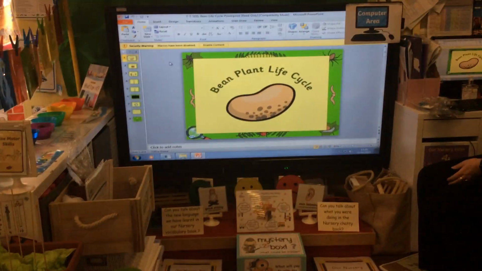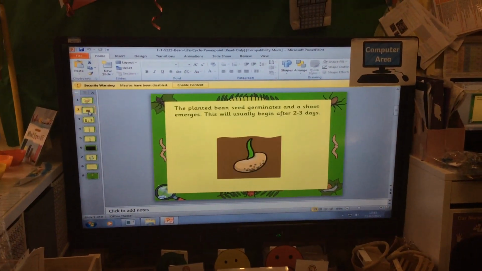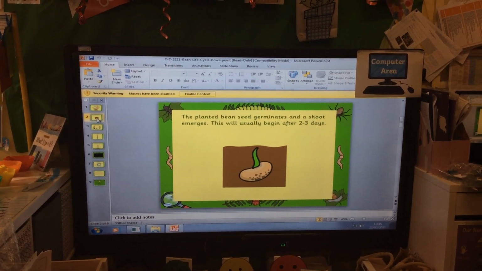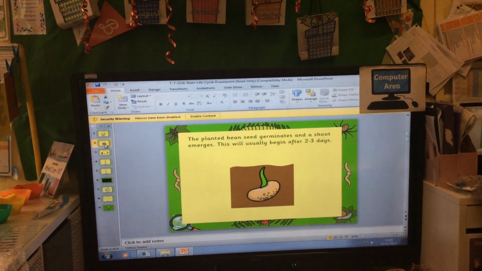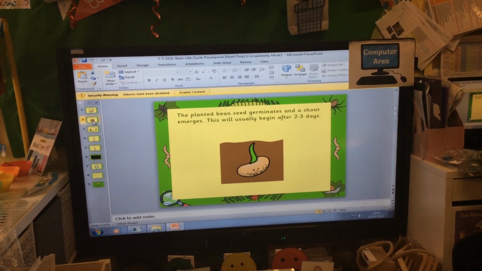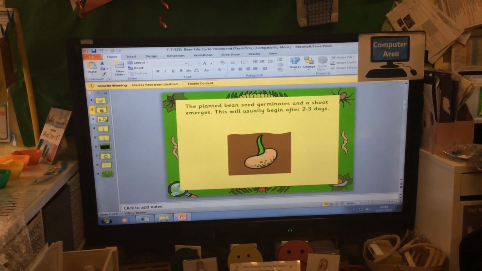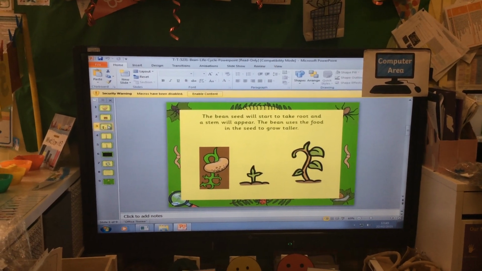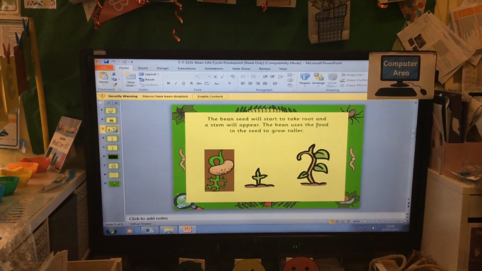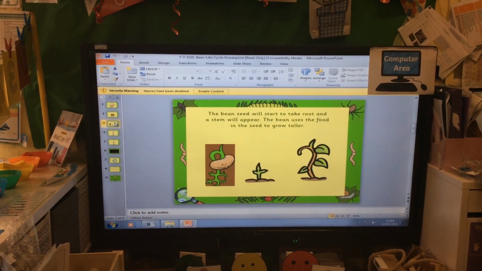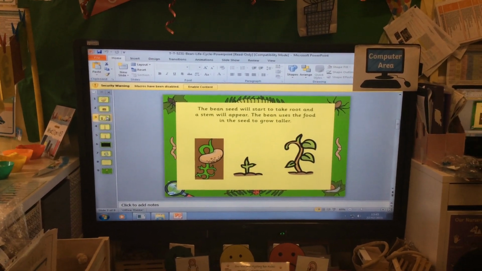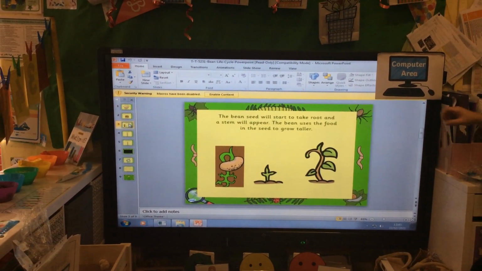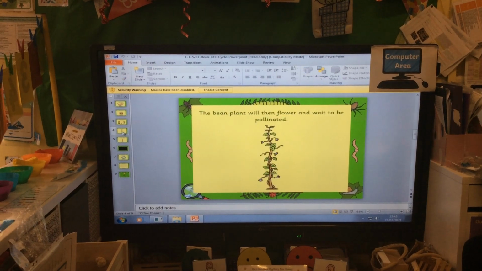If you look at the computer screen, you will see the bean plant life cycle. So the planted bean seed germinates, that means it starts to grow, and a shoot comes out. It emerges after 2 to 3 days. Oh, you can see that on the top. And then the bean seed will start to take root, so the roots will start to appear, and then the stem will start to appear, and then the bean uses all the food in the seed to grow taller and taller. Wow, that is magic.